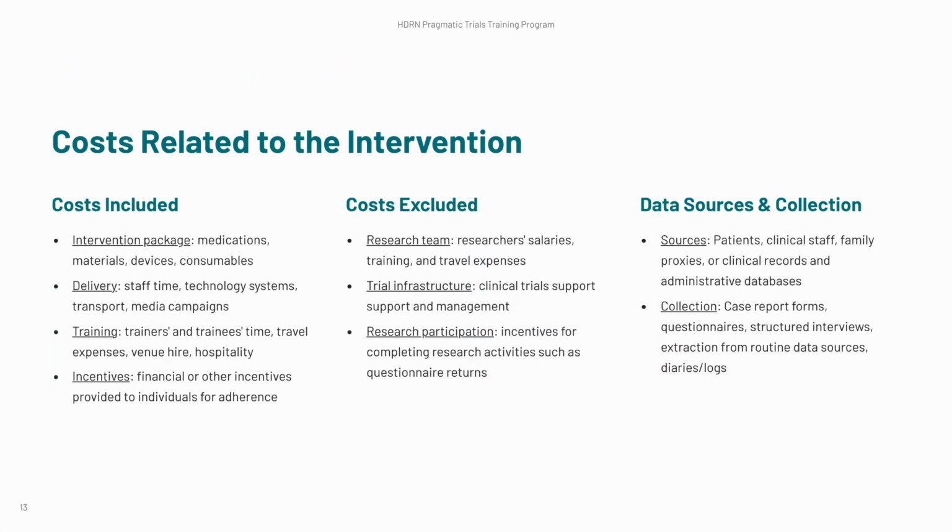Once the perspective is clear, we can zoom in on costs that are specifically related to the intervention. These are the items that would realistically be needed if the intervention were rolled out in practice. That includes the intervention package itself, like medications, devices, materials, and other consumables. It also covers delivery costs, such as staff time, clinic space, technology platforms, and any transport or media outreach needed. On top of that, we account for training costs, including trainers and trainees' time, travel, and venues, as well as incentives that support adherence, such as small financial or non-financial rewards.